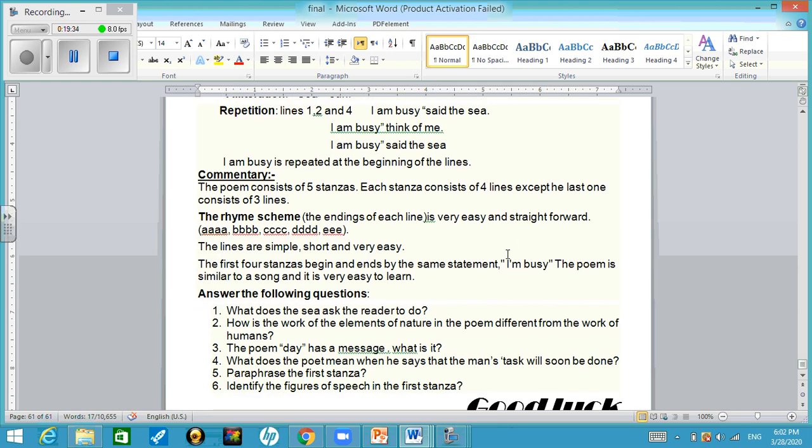Okay? The lines are simple, short, and very easy. So yes, it's easy because he's saying just I'm busy, said the rain, I'm busy, said the sea. It's really easy, and it's very short. The first 4 stanzas begin and end with the same statement. So as we said, I'm busy. The poem is similar to a song and is very easy to learn.